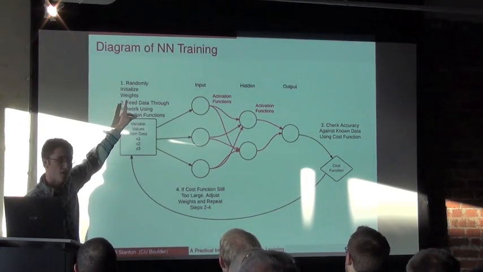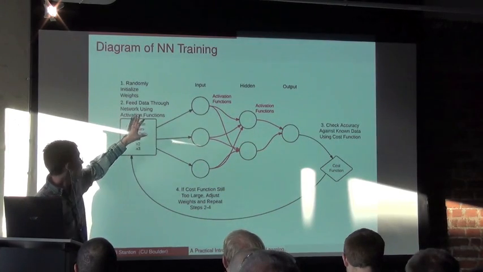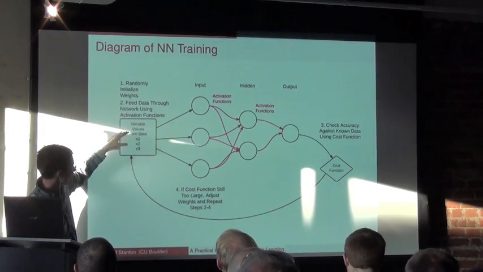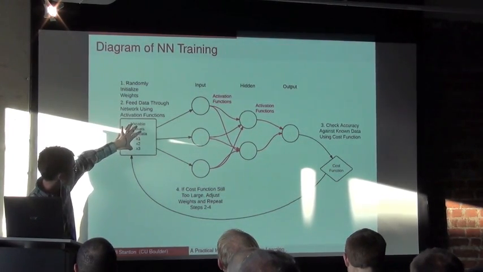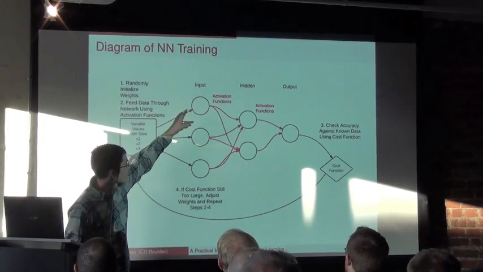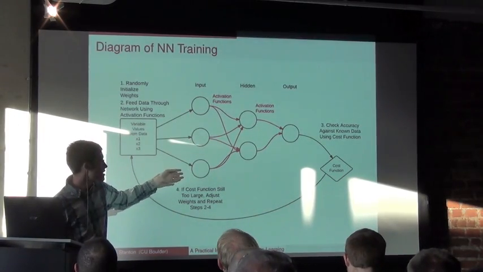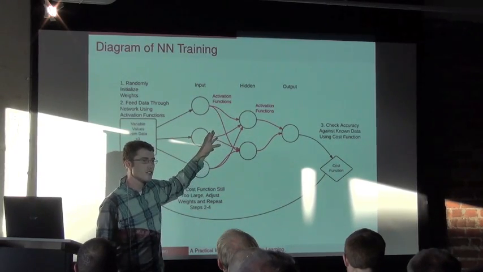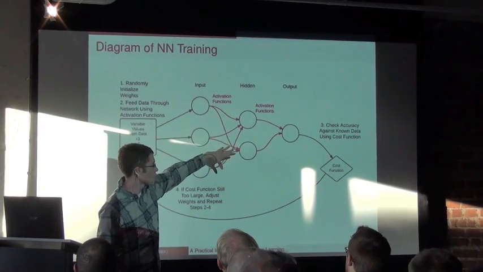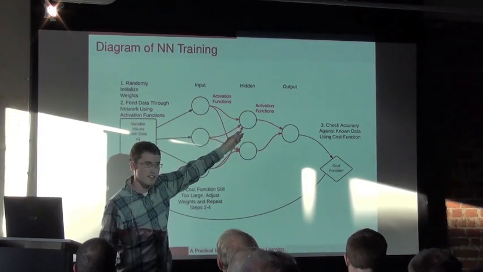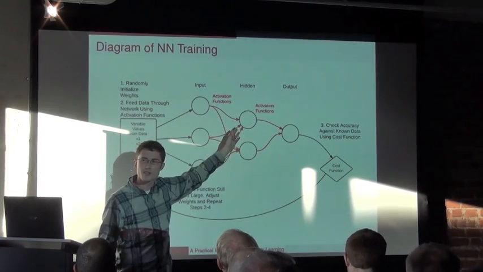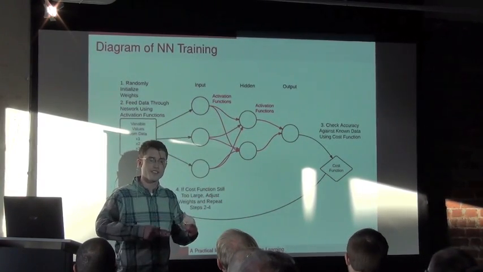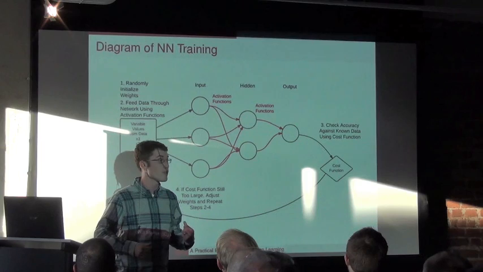So you randomly initialize the weights, usually, and then here's your data, your variables. You feed the data in, right? So it goes into your input layer, and then the red arrows are the activation function being applied, right? And then you're taking weighted sums along the way, redoing it at the hidden layer. So you can see the hidden layer is kind of giving you more parameters to work with, right? It's giving you more flexibility because you have more weights.